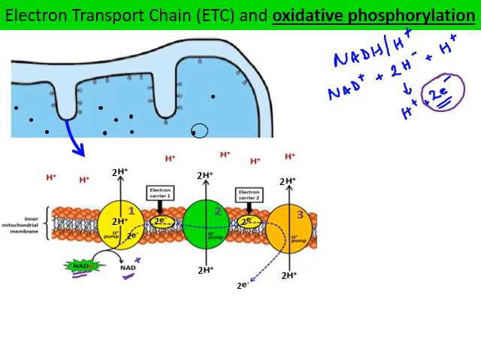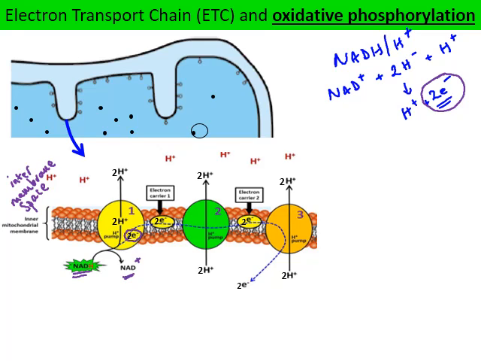Now, when these 2 high energy electrons move across proton pump number 1, they lose a little bit of their energy, and that activates the proton pump to pump the 2 hydrogen ions against the concentration gradient into the intermembrane space. So this yellow proton pump is activated by some of the energy from the 2 high energy electrons, and it pumps 2 protons across the membrane into the intermembrane space.